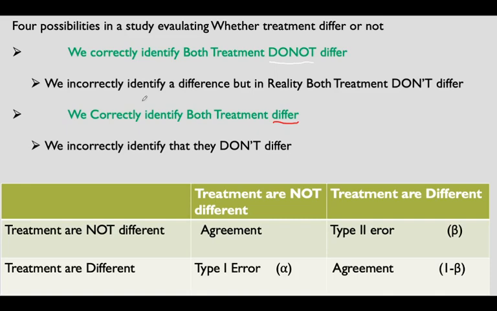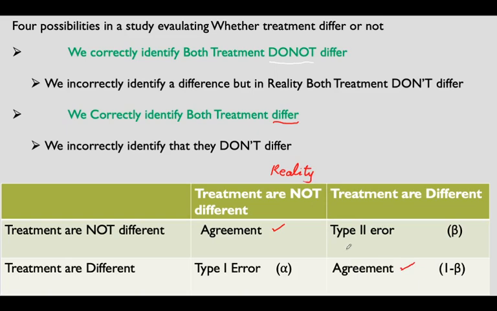So in order to summarize these findings, we can draw a table. This is what reality looks like, and over here is what we have observed. There is a consensus that treatments are not different. The treatments are not different in reality, and there is an agreement we have established, that's a good thing. Or the treatments are different in reality, and that is also an agreement. These are the two possibilities that could be addressed.